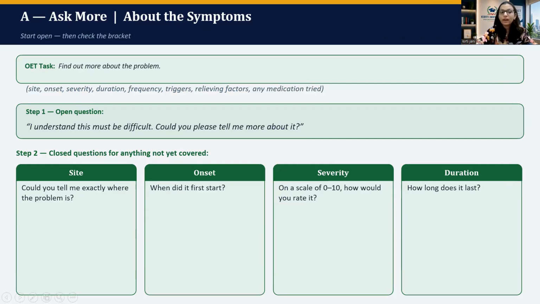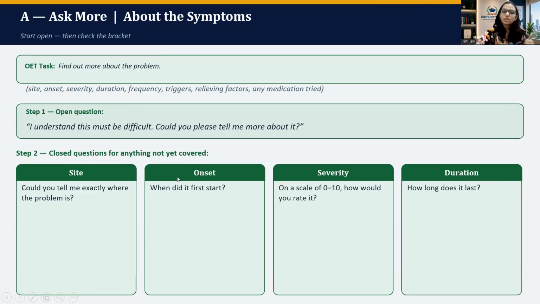I'll tell you why you are writing the answers on the role play card. The third question is, on the scale of 0 to 10, where 0 is no pain and 10 is the worst you can imagine, how would you rate it? Then duration. How long does it last?